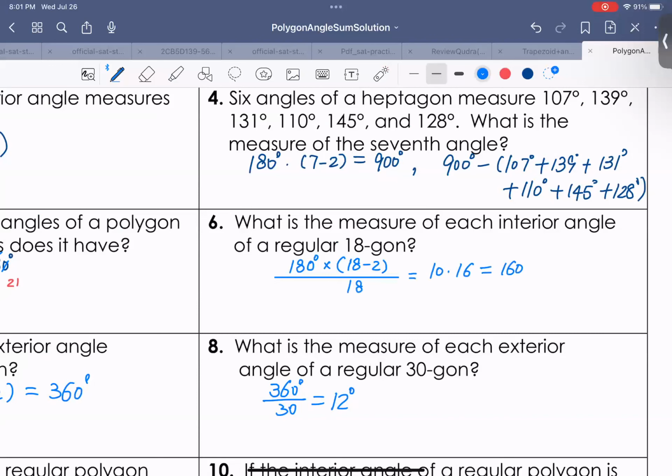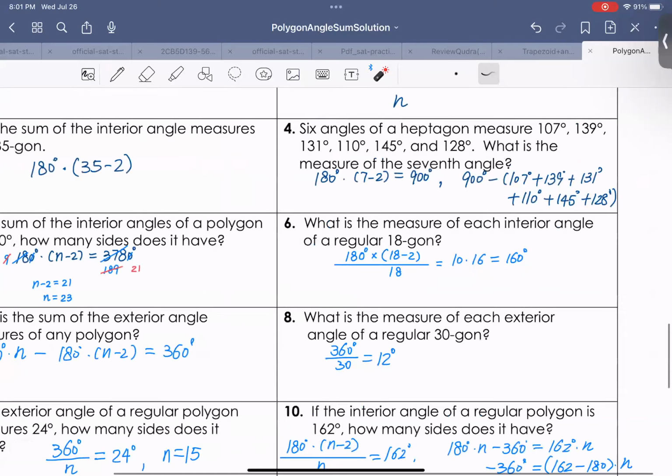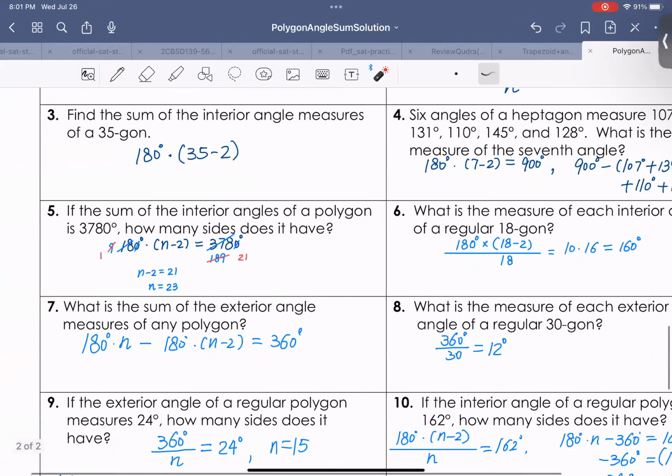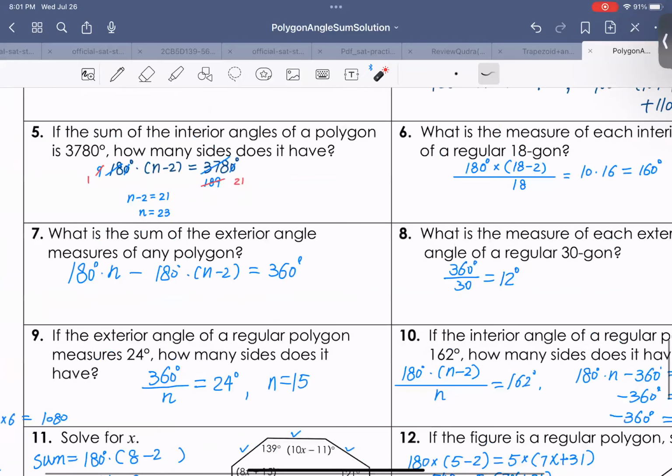Yes, which is 160 degrees. So when you want to draw an 18-gon, you will draw something like this, making each angle 160 degrees. Now, you know that the exterior angle summation is always 360, right? Yes.